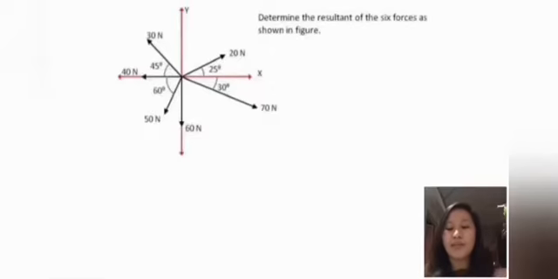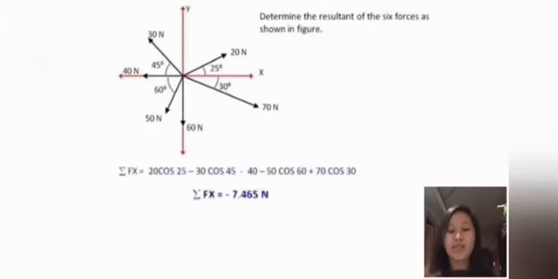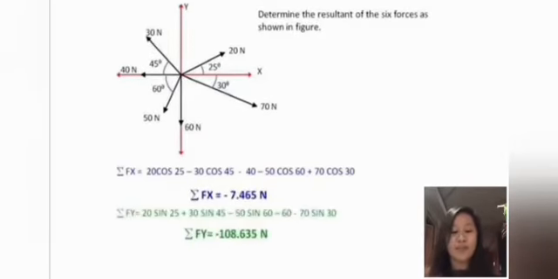Okay, so in the first problem, let us determine the resultant of the 6 forces as shown in the figure. The first thing we're going to do is sum up the x components, which are 20 cos 25 minus 30 cos 45 minus 40 minus 50 cos 60 plus 7 cos 30, which results to sigma fx equal to negative 7.465 Newton. And next, let's sum up the y components, which are 20 sine 25 plus 30 sine 45 minus 50 sine 60 minus 60 minus 70 sine 30, which equals negative 108.635 Newton.